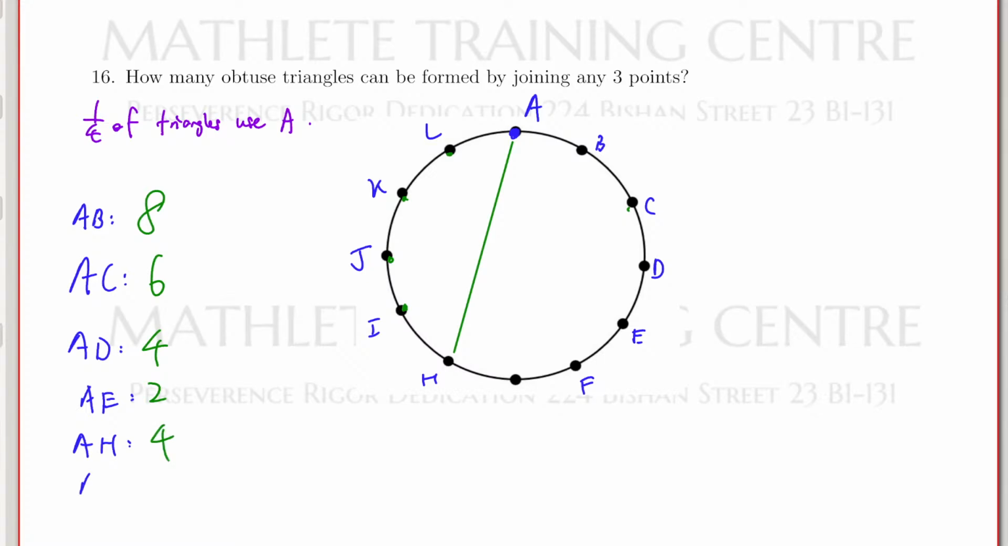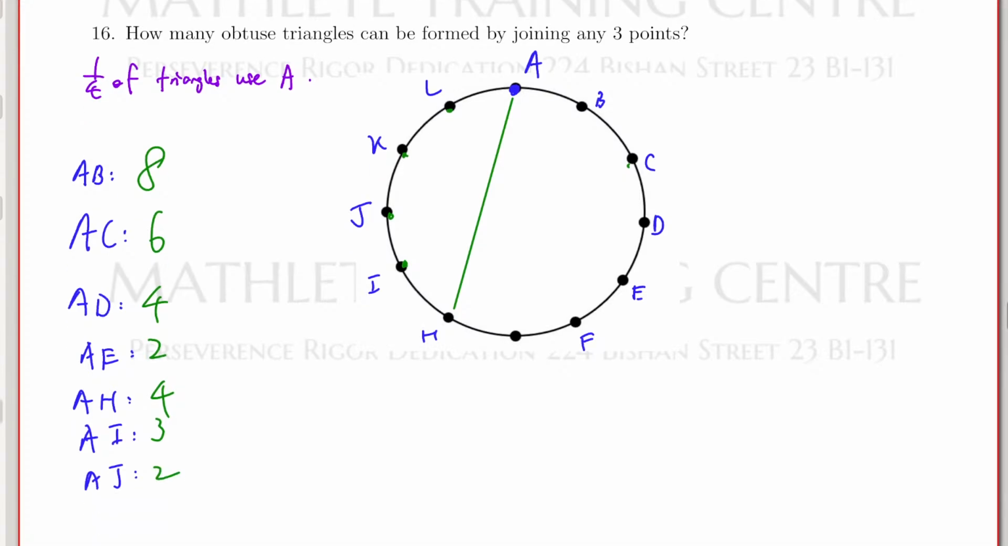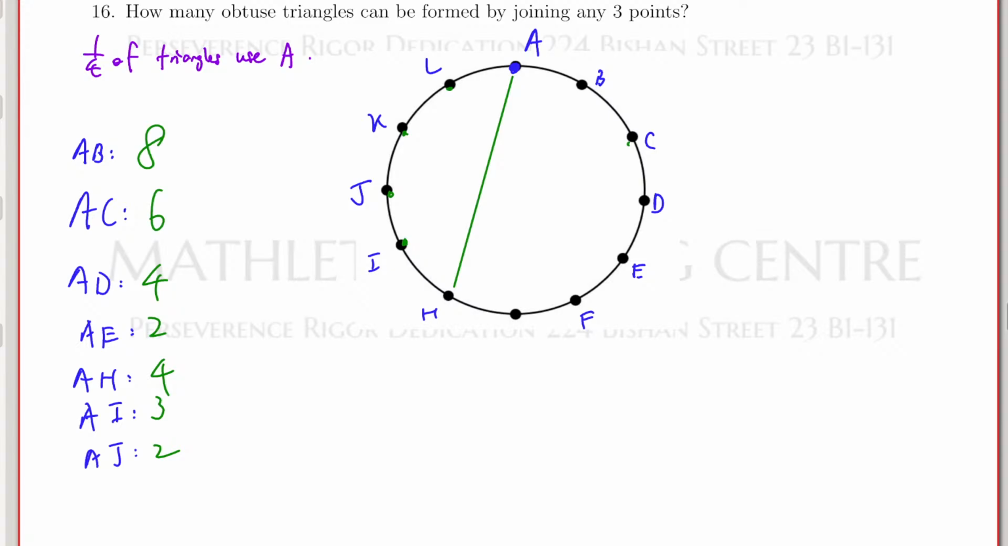In a similar way, you can go and figure out that AI will be equal to 3. And in a similar way, AJ will be equal to 2. And then AK, the final one, will be equal to 1.